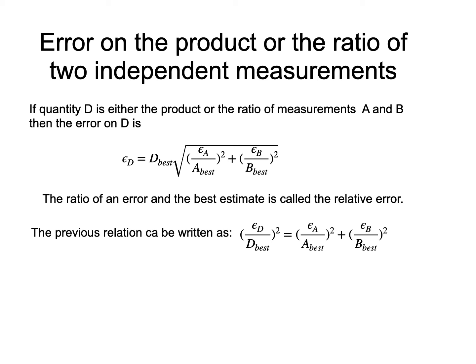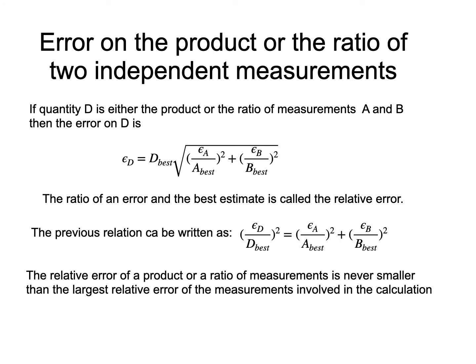The relative error of a product or a ratio of measurements is always greater than the relative error of each individual measurement. This means that the relative error of D is never smaller than the largest relative error of the measurements involved in the calculation.